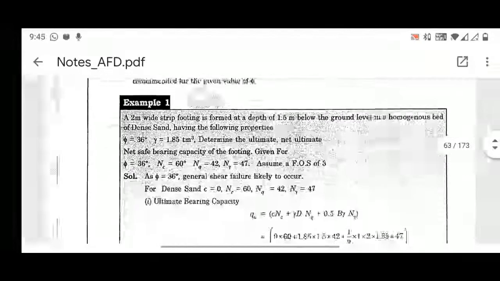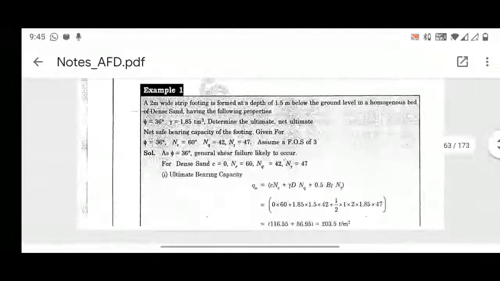Now, this is the first example problem from this ultimate bearing capacity. Is it possible for you to do this example problem on your own, or shall I go through this example problem?